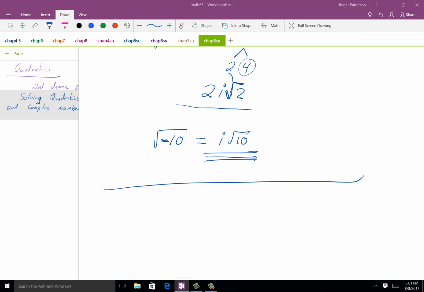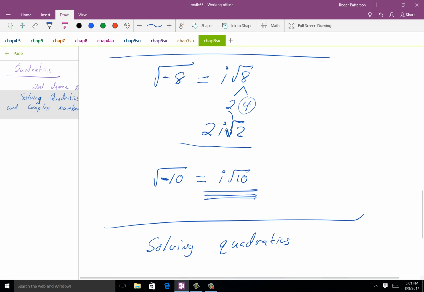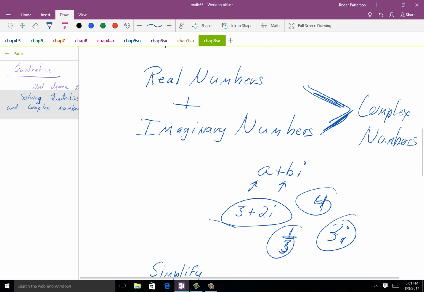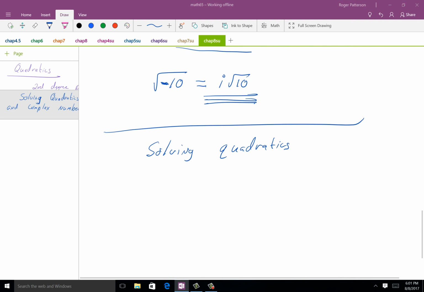Okay, now let's do the solving part. So remember, when we're solving a quadratic, you can have one answer, 2 reals, 1 real, or imaginaries. So let's go back up to that one we had up here with the 18. Let's see, where was that? There it is, 6x plus 18. So let's do that one. So we have y equals, I should say x squared plus 6x plus 18 equals 0. So we're going to solve that.